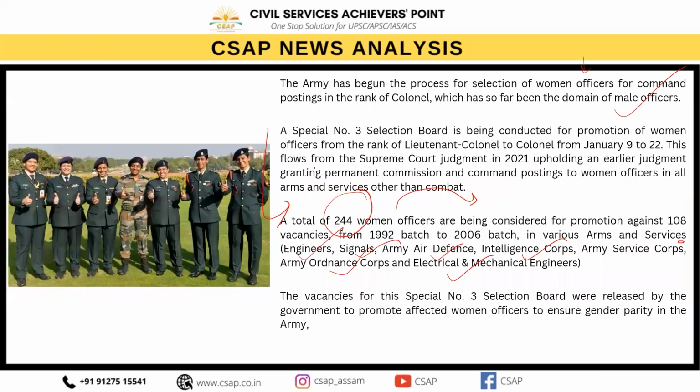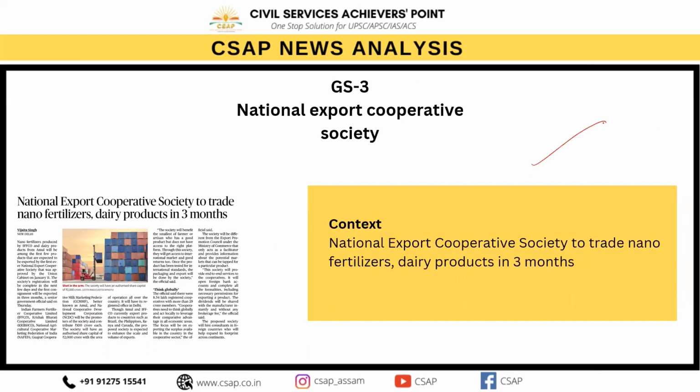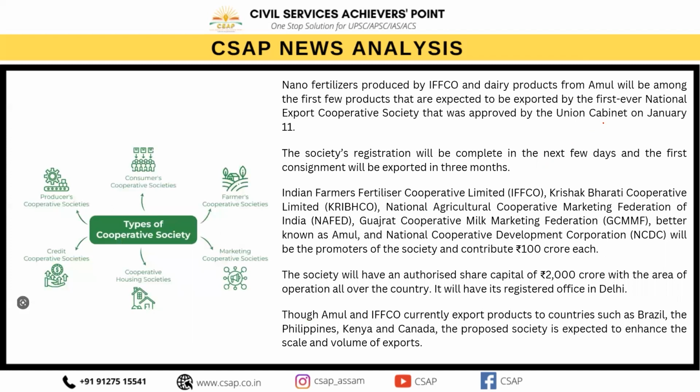Okay, चलो next पे आते हैं National Export Cooperative Society. So what is this National Export Cooperative Society? The nano fertilizers produced by IFFCO and the dairy products from Amul will be amongst the first few products that are expected to be exported by the first-ever National Export Cooperative Society. Okay, so through some of the programs we could see that these nano fertilizers would be transported to some of the areas where it has not been done in the coming times.